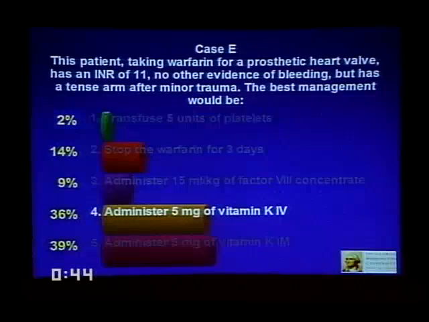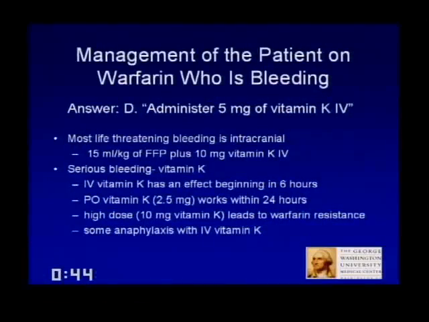Okay, so we were evenly divided between the vitamin K choices. There's a lot of literature here, and I've tried to distill a few rules for you, which are in the handout. But most life-threatening bleeding in patients who are on anticoagulants is intracranial. Patients in whom you have suspected intracranial bleeding should get fresh frozen plasma plus 10 milligrams of vitamin K IV.